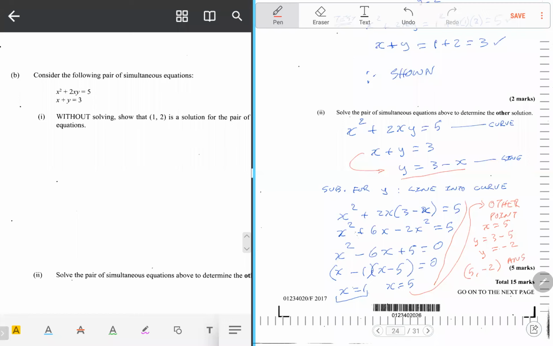This is the first point that we had already. We had that one already. All right, so that is that. So the other point is 5, negative 2. You basically solve it, and you don't bother to include the first point because you know it already. So you're really working on the other point, which works out to be 5, negative 2, the other solution. All right, let's go to question 10.